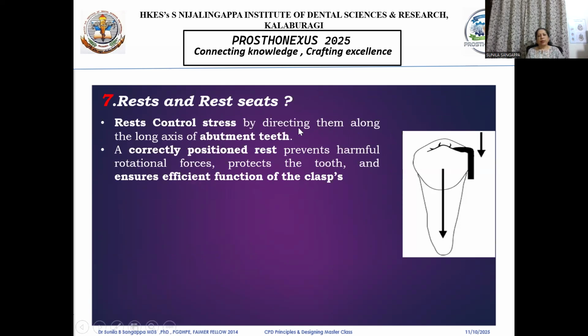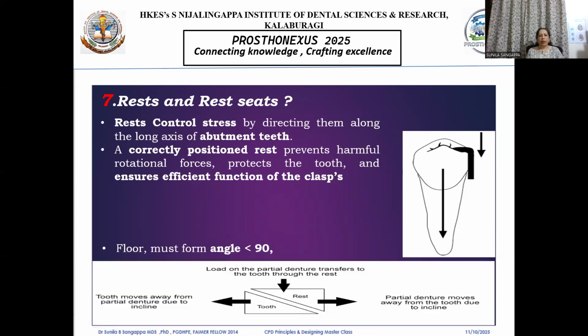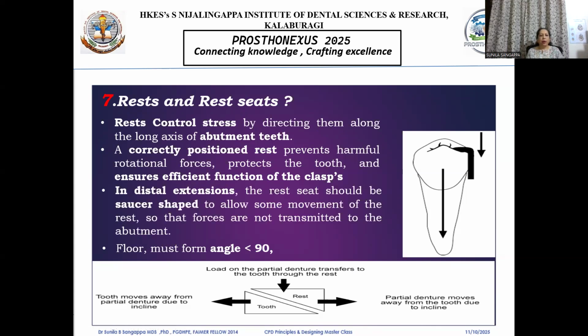Answering our next question, rest seats and their location. It is well understood that the rest controls stress by directing them along the long axis of the abutment teeth. And a correctly positioned rest is required to ensure efficient function of the clasp. The floor must always be less than 90 degrees, otherwise, as you see here, the tooth as well as the partial denture move away from each other because of the inclined plane effect. An important consideration is in the distal extension, where the rest seat should be saucer shaped to allow some movement of the rest so that the forces are not transmitted to the abutment.